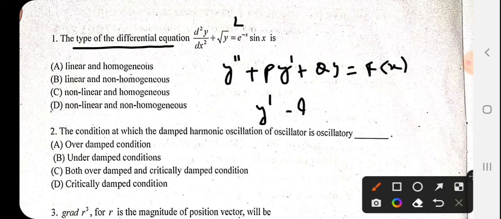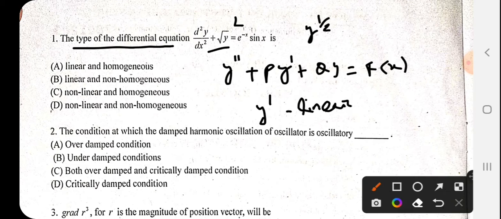This is called the power. Here it is not y to the power 2, this is y double prime, that means y is differentiated twice. But here, already our equation has root over of y, that means y to the power half, not y to the power 1. That means the kind of differential equation is non-linear, this is not linear.